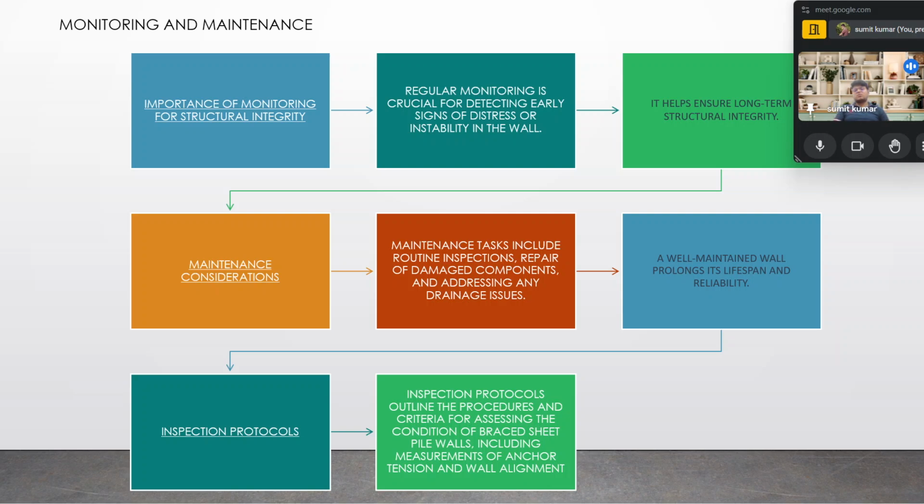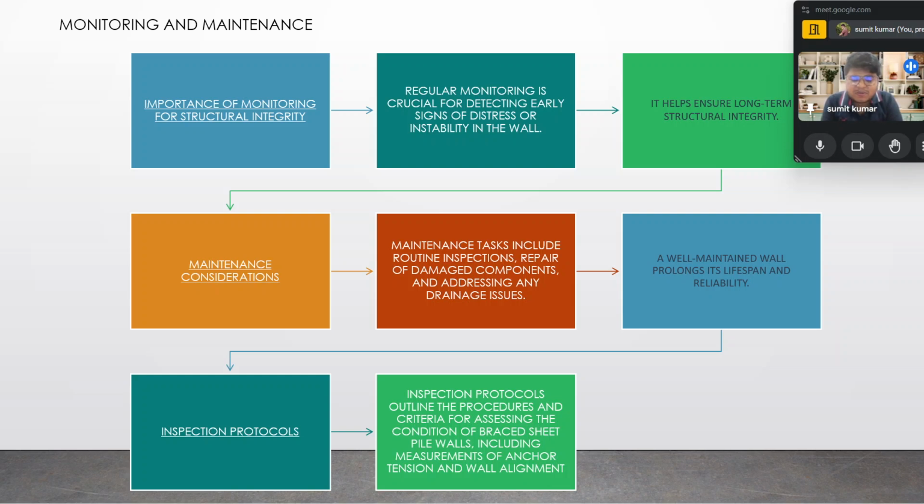Now we see the monitoring and maintenance in a phase diagram. Starting with importance, regular monitoring is crucial for detecting the early signs of distress or instability in the wall. It helps to ensure the long-term structural integrity. When we talk about the maintenance considerations, maintenance tasks include routine inspection, repair of the damaged components, and addressing any drainage issues. As we go ahead, a well-maintained wall prolongs its lifespan and reliability.